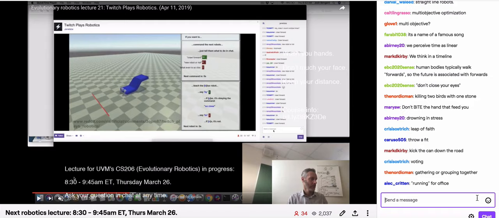So you can see the blue robot on the left. We're going to run random controllers, so there's no evolution yet. We're going to run random controllers on these simulated robots. And what you'll see on the right-hand side is people typing various things into chat.